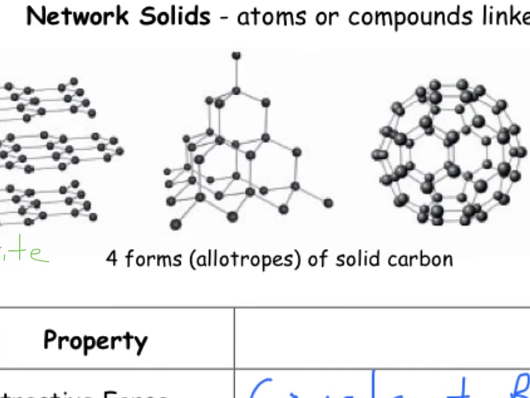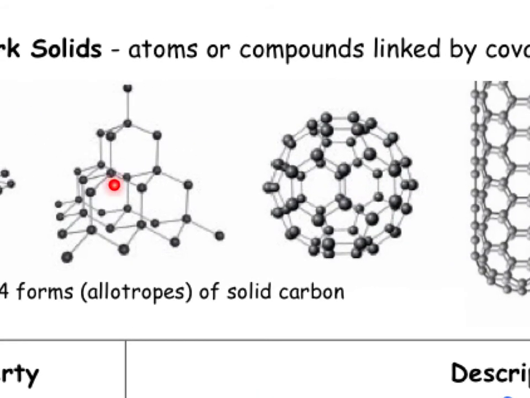Now, this structure over here is atoms that are bonded in hexagons, but they're bonded in 3 dimensions. So the hexagons are coming off each other in 3D. This gives it strength and stability in all 3 dimensions. This structure here is known as diamond. The next one, we have hexagonal rings that are formed into a sphere.